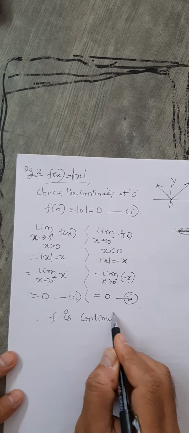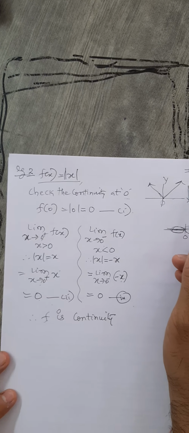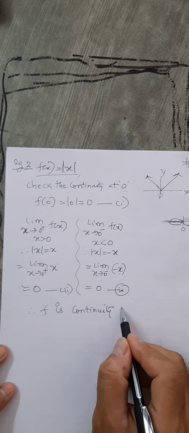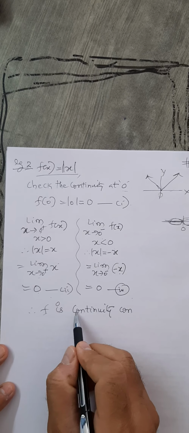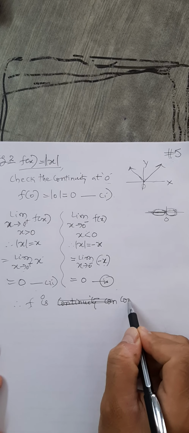I'm just giving the example at 0. You can choose any point. It's continuous everywhere. Remember, this is continuous everywhere. The function f is continuous.